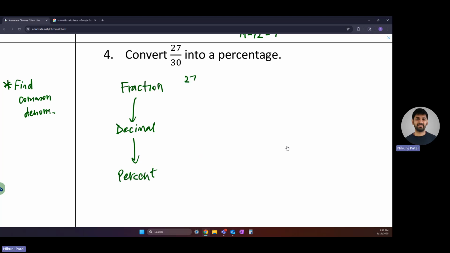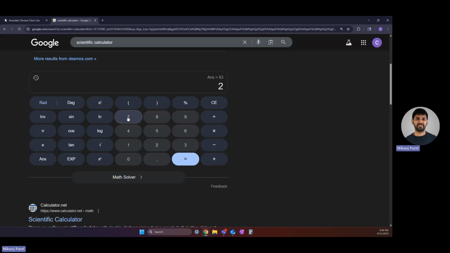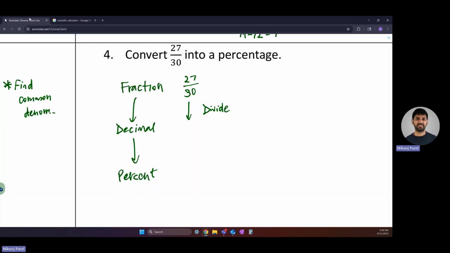So we have currently 27 over 30. How do we take that fraction and turn it into a decimal? Well, we just straight up divide the values in the fraction. So we're going to do 27 divided by 30 directly in your calculator. And there you go. You get this decimal right here, 0.9. So we get 0.9.